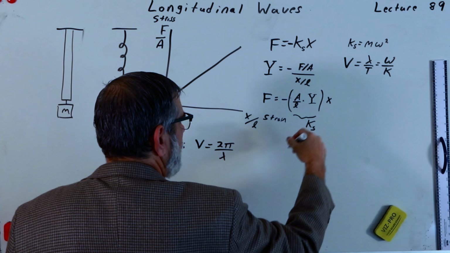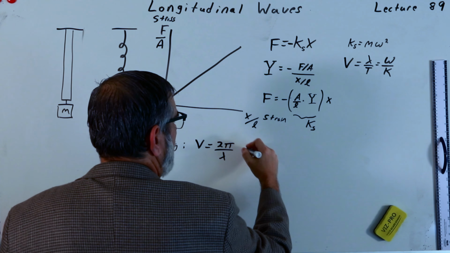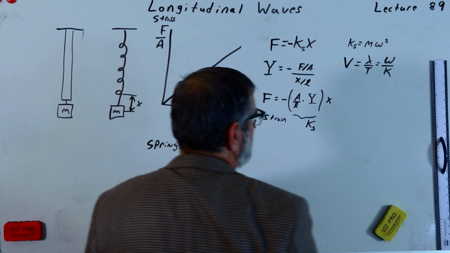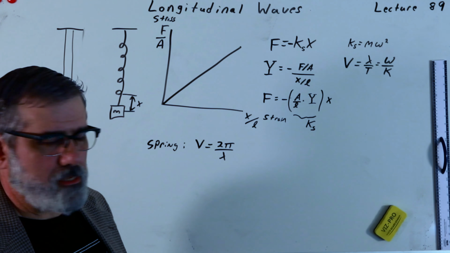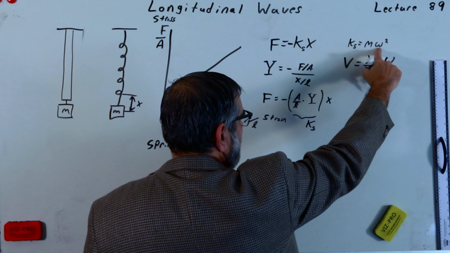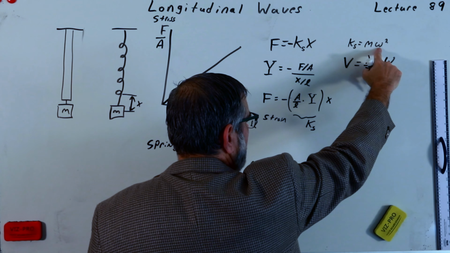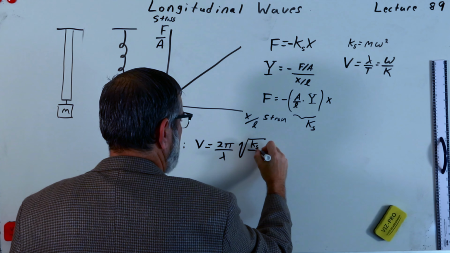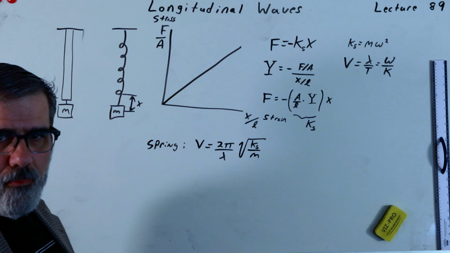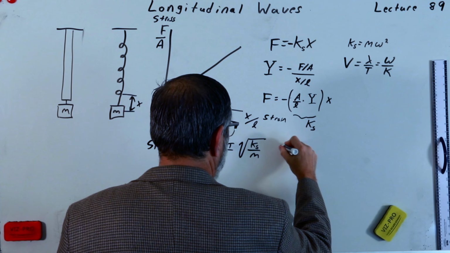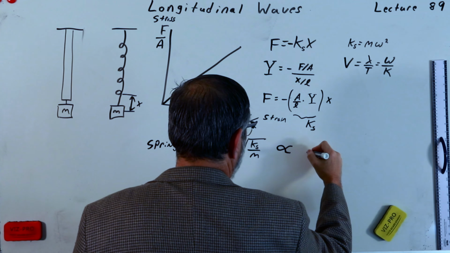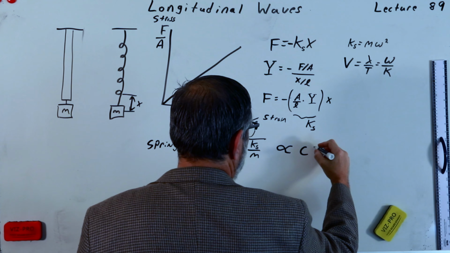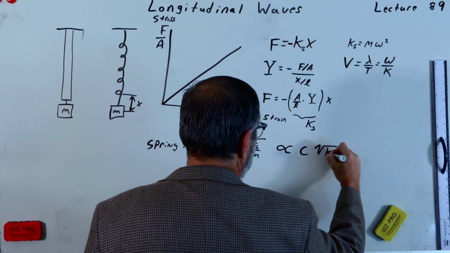And then we have, of course, the omega term, but omega is the square root of the spring constant divided by the mass. So if I solve for omega here and take the square root, I get that it's equal to the square root of the spring constant divided by the mass. And we can say this is proportional to some constant c times the square root of the spring constant.